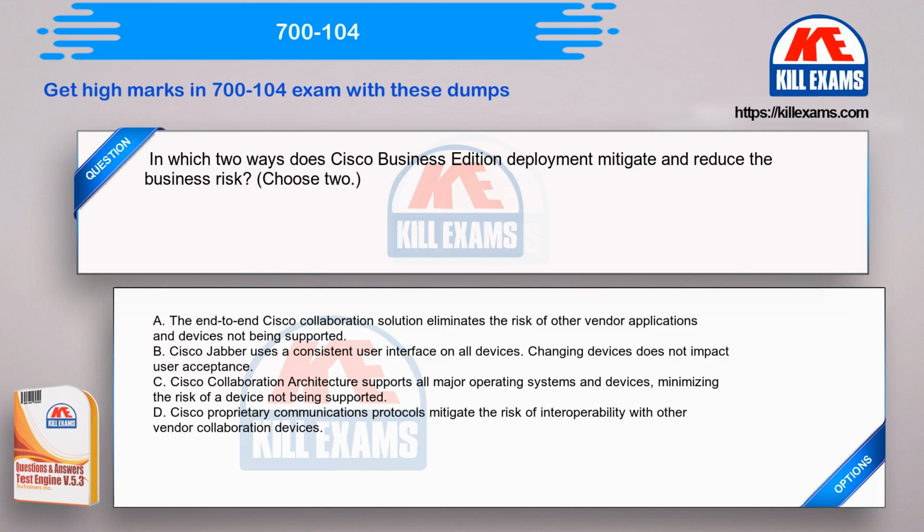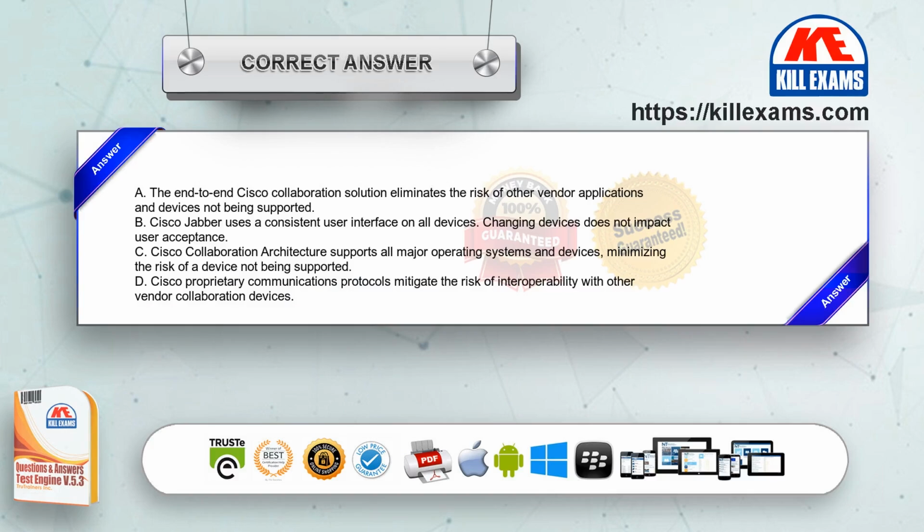Option C. Cisco Collaboration Architecture supports all major operating systems and devices, minimizing the risk of a device not being supported. Option D. Cisco proprietary communications protocols mitigate the risk of interoperability with other vendor collaboration devices. The correct answer is option B, C.